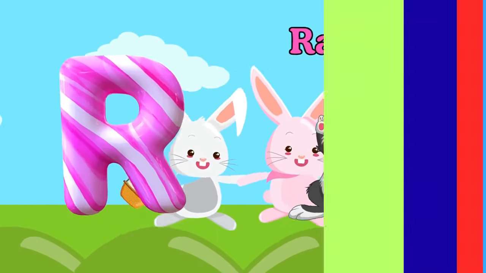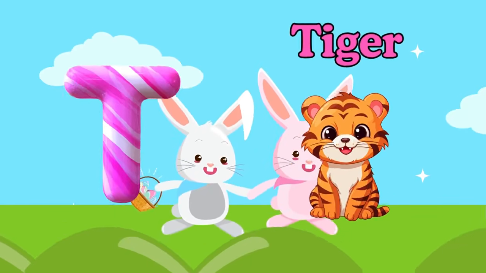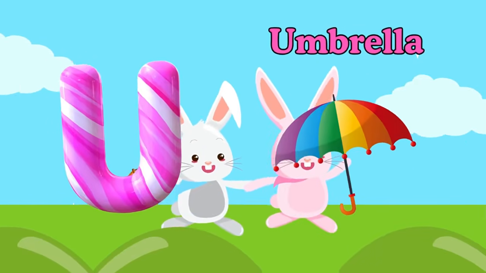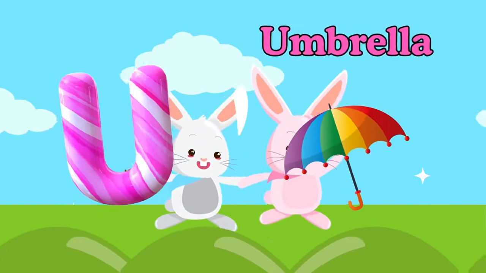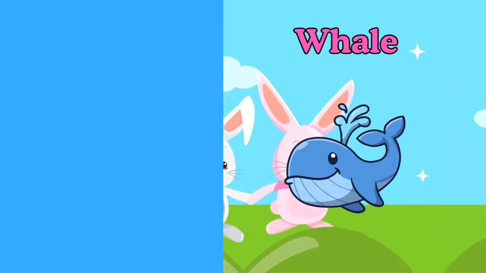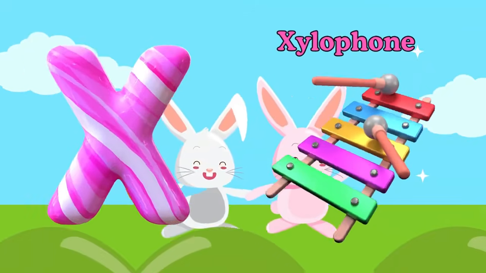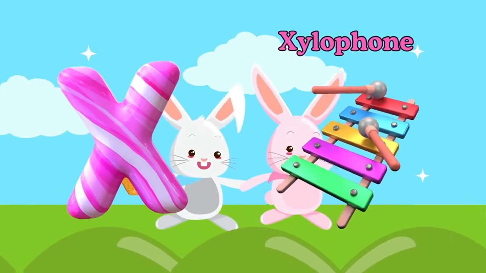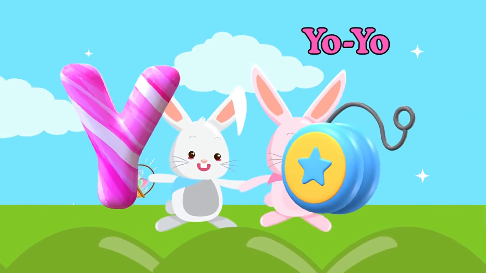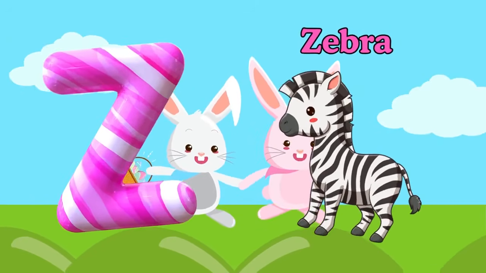R is for rabbit, rabbit. S is for sun, sun. S is for sun. T is for tiger, tiger. T is for tiger. U is for umbrella, umbrella. U is for umbrella. V is for van, van. W is for whale, whale. W is for whale. X is for xylophone, xylophone. Y is for yo-yo, yo-yo. Z is for zebra, zebra. Z is for zebra.